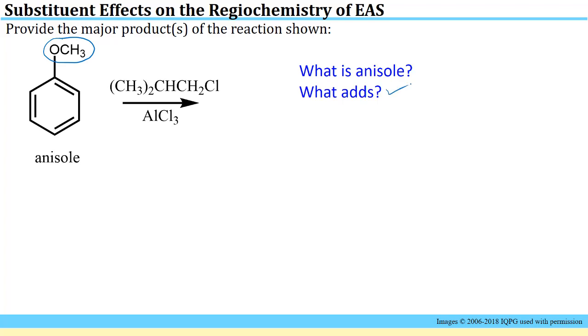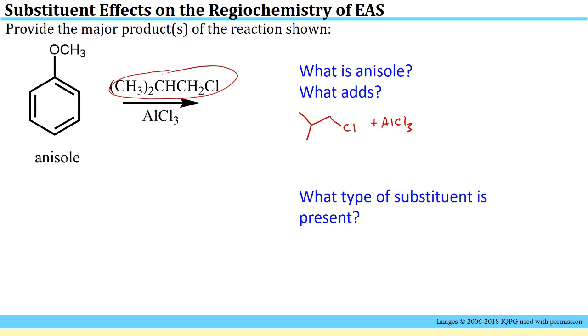All right, so now that we figured that out, we can ask, well, what adds to that anisole under these reaction conditions? Personally, I find this condensed formula a little bit difficult to just envision in my head. It's a lot easier if I just draw out the line bond structure. So I've drawn that out there. And I know that when I have an alkyl chloride with aluminum trichloride, the aluminum trichloride will pull this chlorine off and leave you with a carbocation.